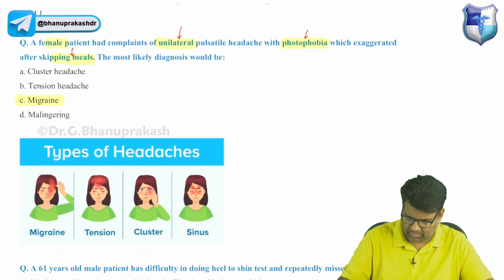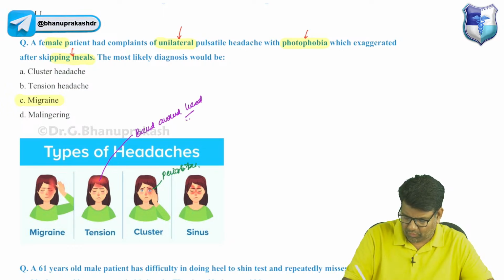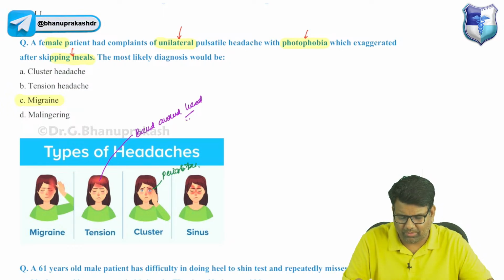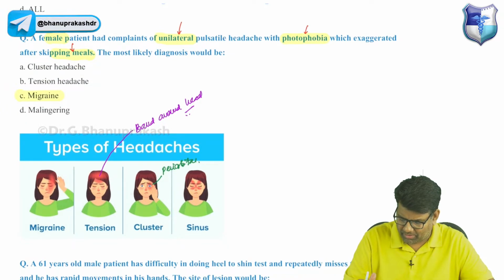Now, cluster headache is principally around the eyes, so periorbital, and tension headache is like a band around. Of course, tension means there is some sort of problem going on. So, there are the three.